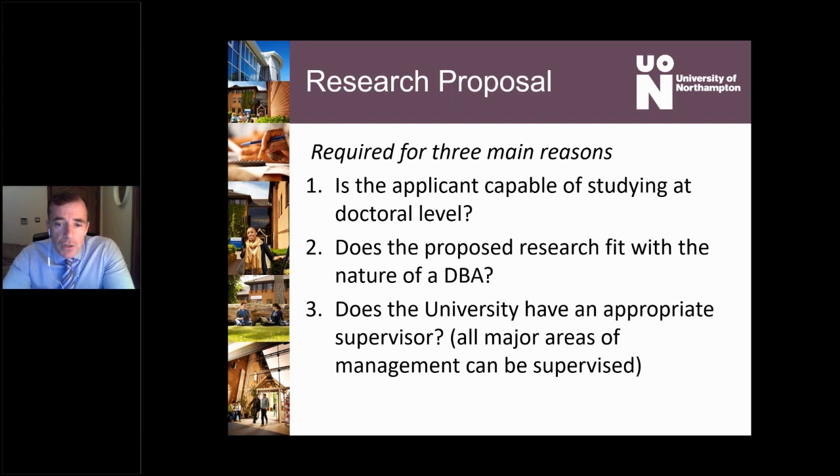And they also need to make sure that the university has an appropriate supervisor. Now, I put in brackets here that the university can supervise all major areas of management, all the usual things: marketing, strategy, OB, HRM, accounting and finance, economics, etc. But don't propose something that's very, very narrow, perhaps a very technical thing. So the topic should be sufficiently broad that it fits within one of those subject areas. Or, for example, sometimes we get students who might want to do a very specific research method that we don't have somebody at the university who does that research method. So all we're saying here, don't make it too specific and technical. Make sure it fits within one of those subject areas.